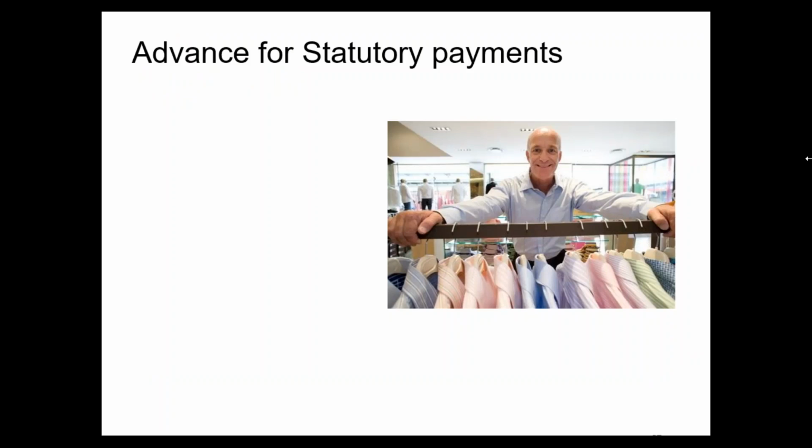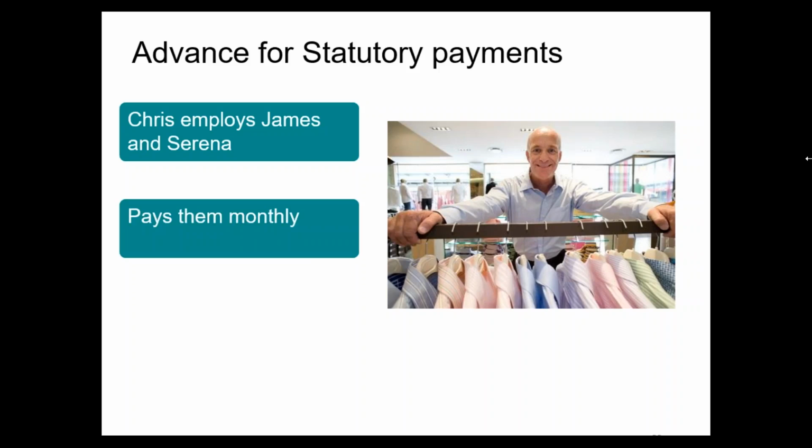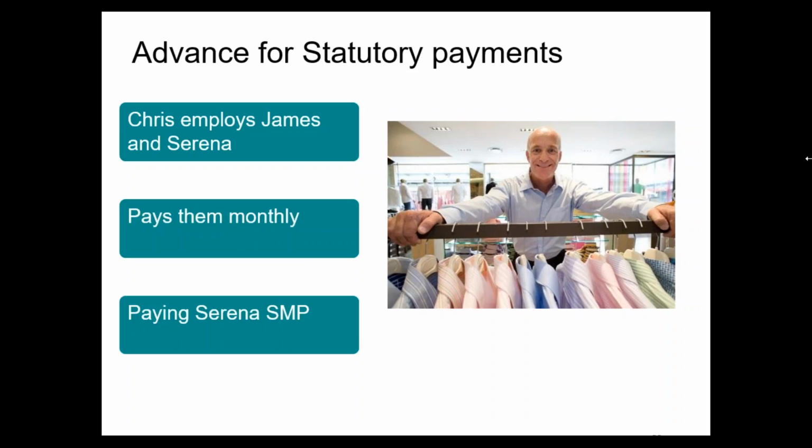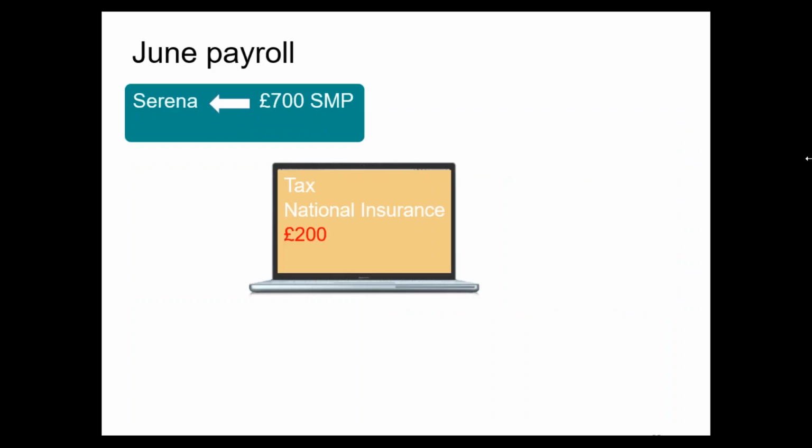This example uses round amounts to make it quicker to follow. Here's Chris and he has two employees, James and Serena. He pays them on the last day of each month. Serena has taken maternity leave from June and Chris is paying her SMP, statutory maternity pay. In June, Chris pays Serena £700 SMP. He's due to pay £200 pay-as-you-earn tax and national insurance to HMRC for that tax month.